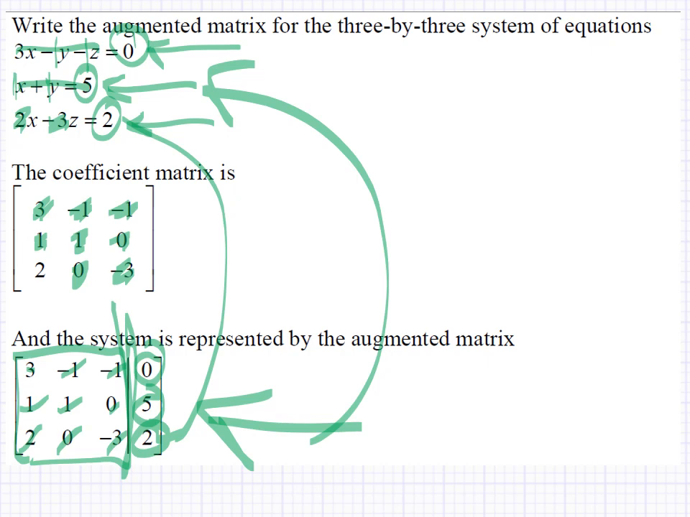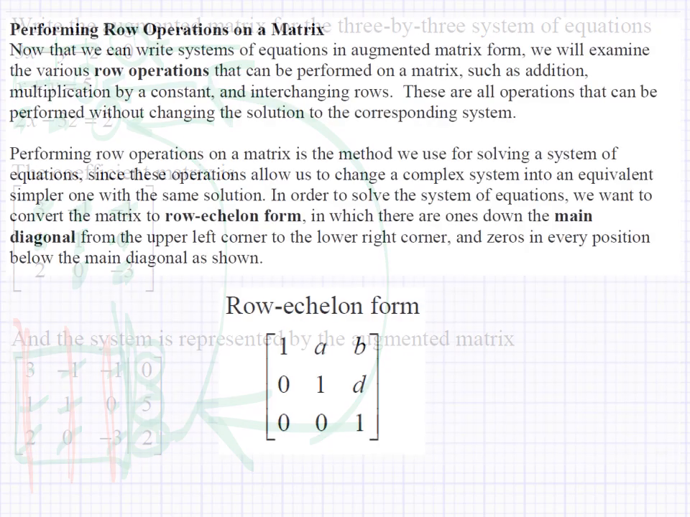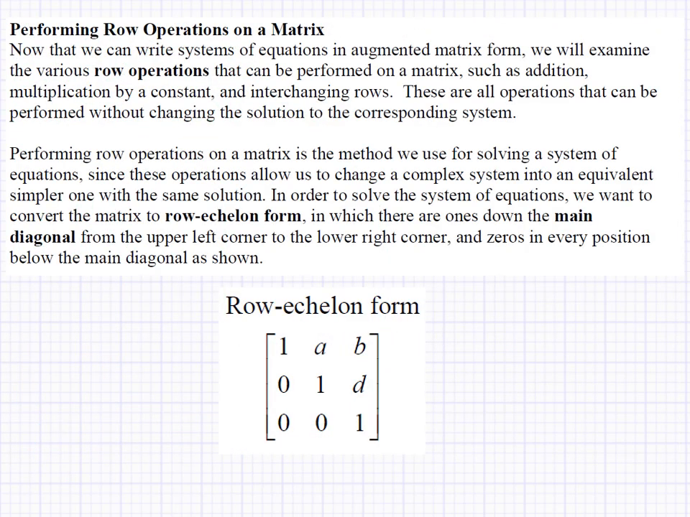The more variables I give you, the more equations I give you, you should still be able to do this. Again, understanding that this first column represents your x, the second column represents your y, third column represents your z. We could just continue to expand this with more equations and more variables. The next thing we want to do is start to talk about performing what we call row operations on a particular matrix.